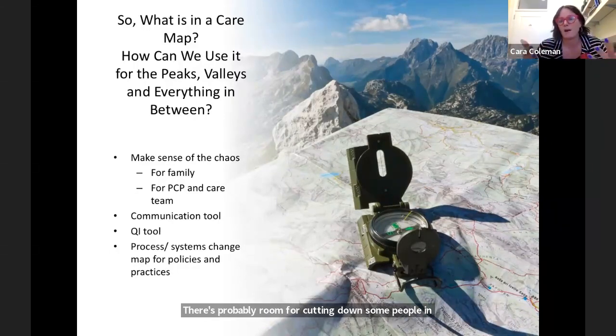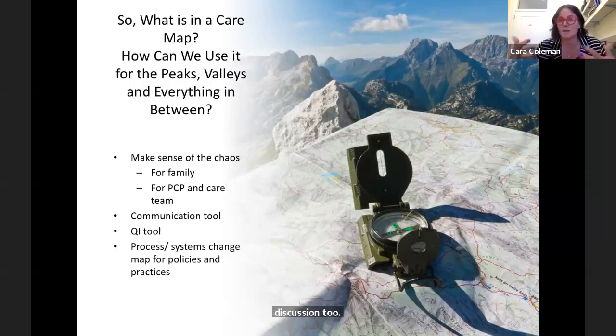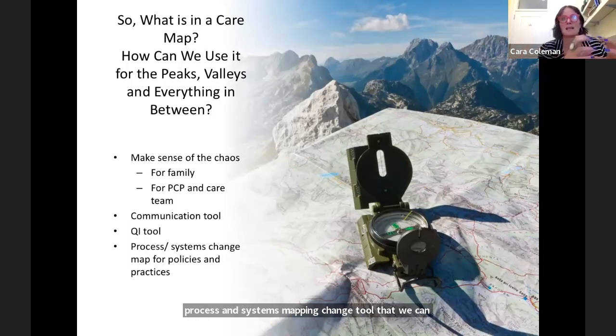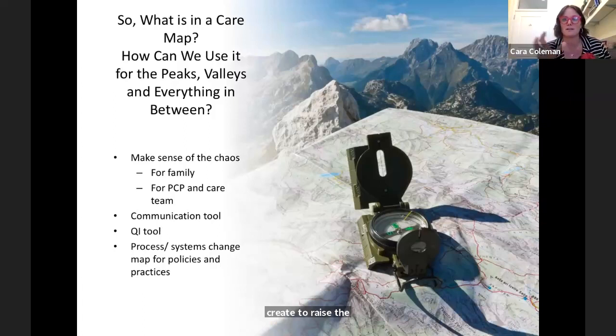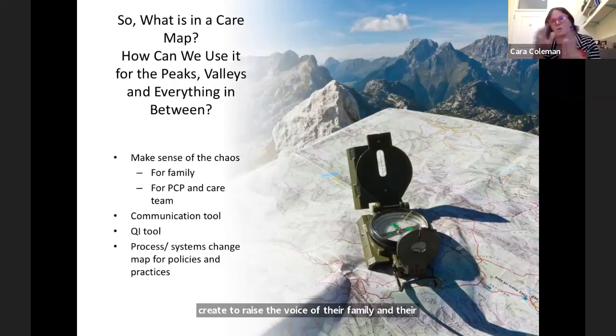I think I've also shown you that it's a quality improvement tool, a process and systems mapping change tool, that we can begin to use. Take this wonderful illustration, a quality improvement tool that families can create to raise the voice of their family and their experience, but then collectively come together to work as part of teams to make change within a clinic practice or within a state or some larger thing. And I think that's the one last thing that I wanted to say.